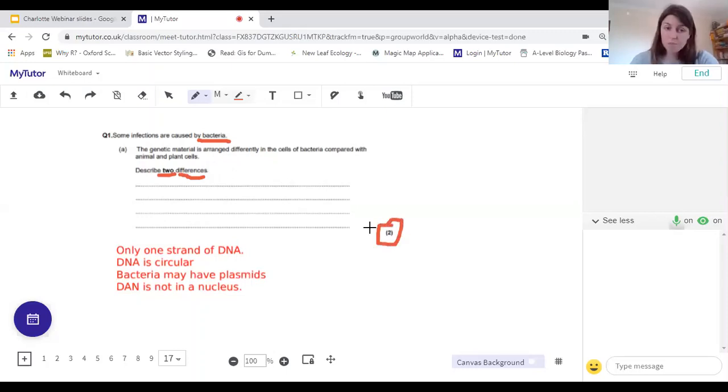2 marks. Prokaryotic cells only have 1 strand of DNA. The DNA is circular. It's not in a nucleus, whereas our eukaryotic cells, in our animal, plant, fungi and protist cells, all have a nucleus that contains that DNA. Bacteria may also have those circular bits of DNA called plasmids.